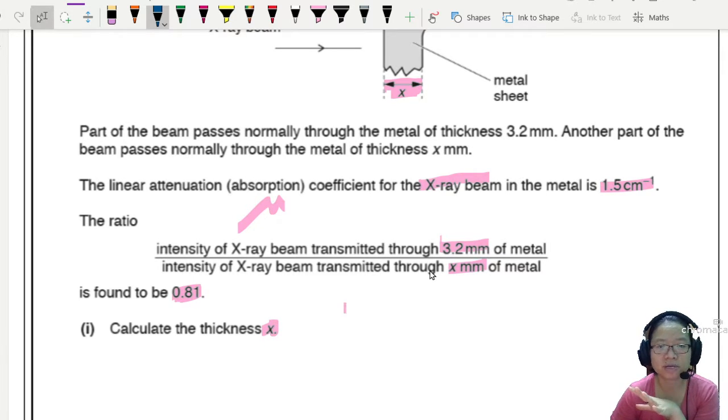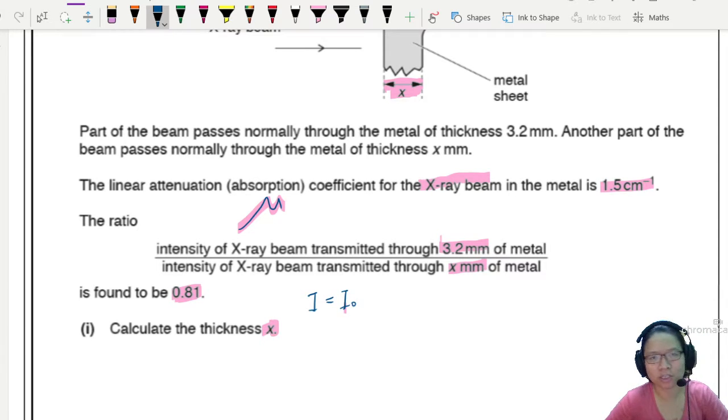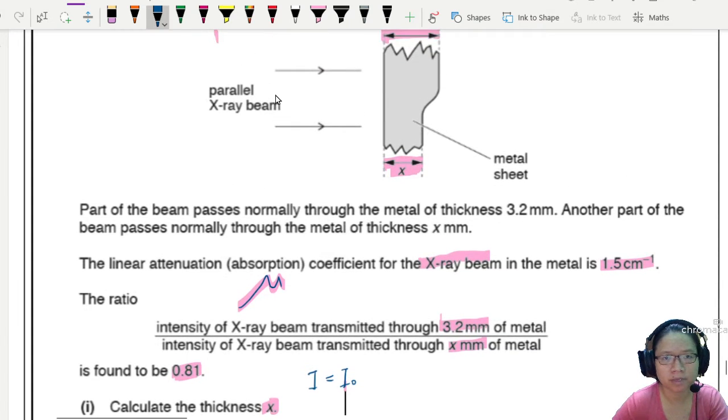Calculate the thickness x. So this kind of question, step 1, what you need to do is to write the linear attenuation equation. So the attenuation equation, are you ready? It is I equals I naught, which is the initial incident intensity. I naught is here.